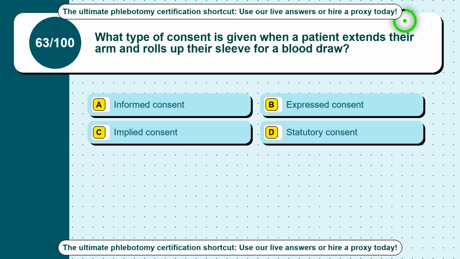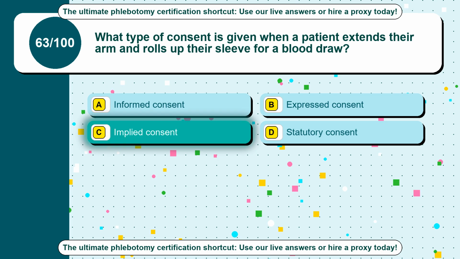Question 63. What type of consent is given when a patient extends their arm and rolls up their sleeve for a blood draw? Option A. Informed consent. Option B. Expressed consent. Option C. Implied consent. Option D. Statutory consent. The correct answer is option C.